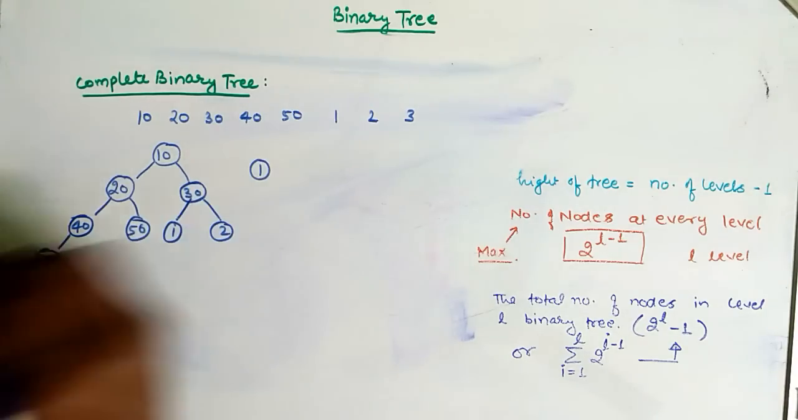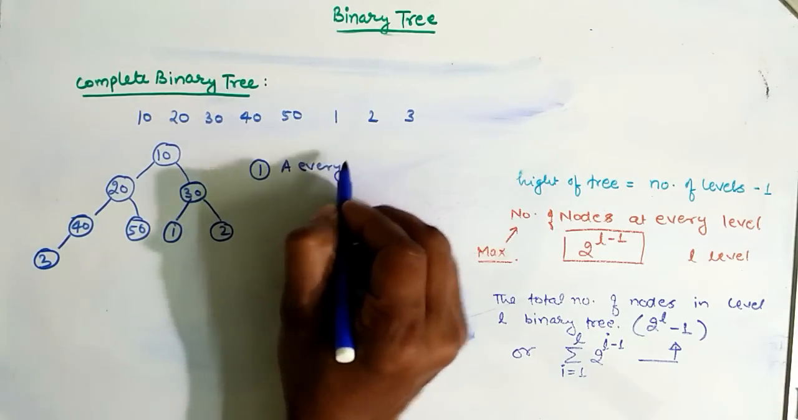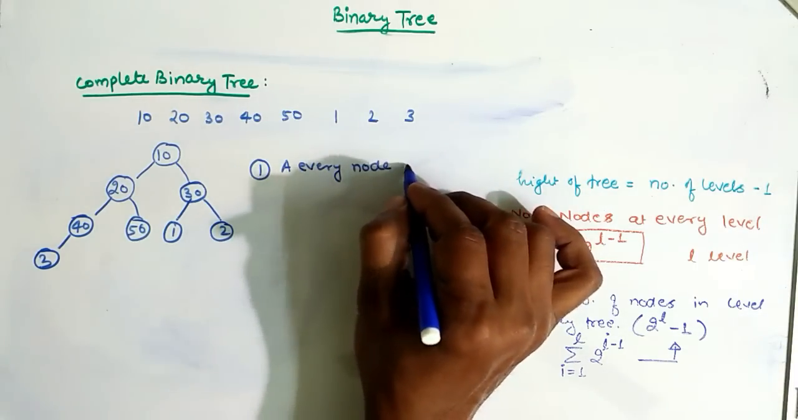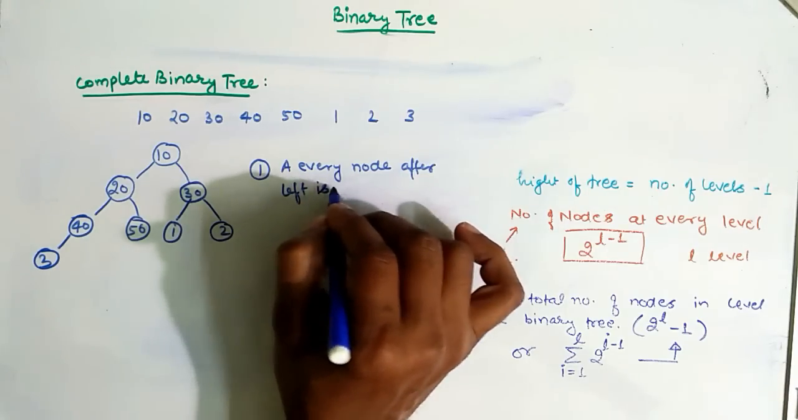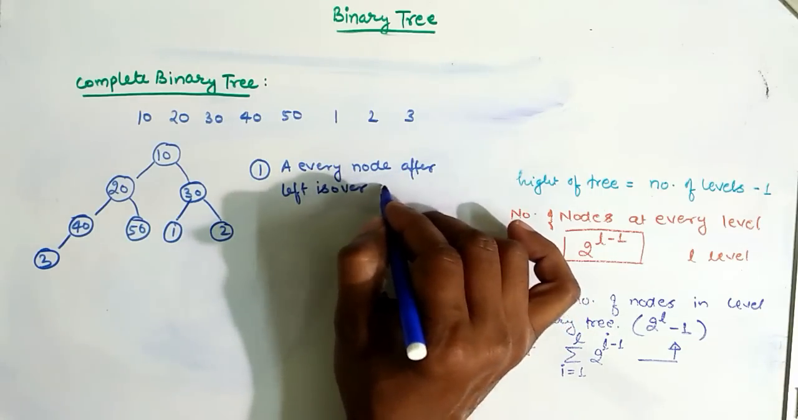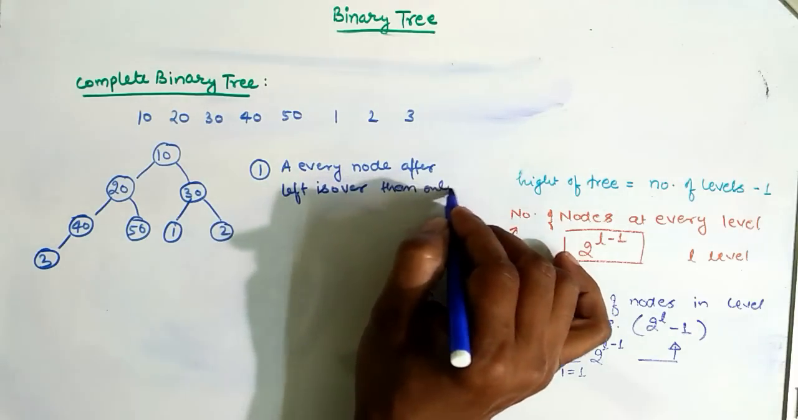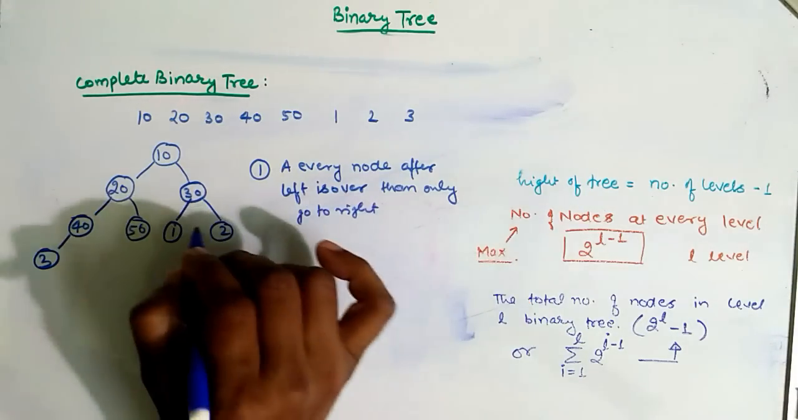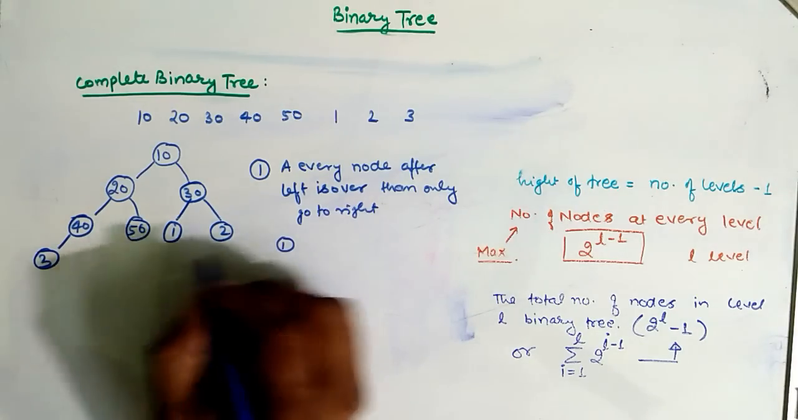One is at every node after left is over, then only go to right. So when left is over, then only go to right portion of the tree. So if this is a node, it is a complete binary tree. Yes.